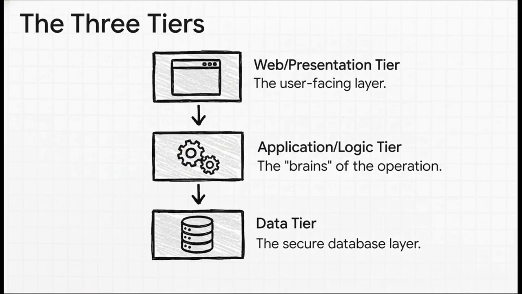First up, you've got the web tier, or the presentation tier. This is everything your users see and interact with, the website and their browser. Then behind that, you've got the application tier. This is the real brains of the operation. It's where all the heavy lifting, all the business logic actually happens. And finally, we have the data tier. Think of this as the secure vault, the database where all the important information is stored and managed. They all work together, but, and this is key, they are kept distinctly separate.